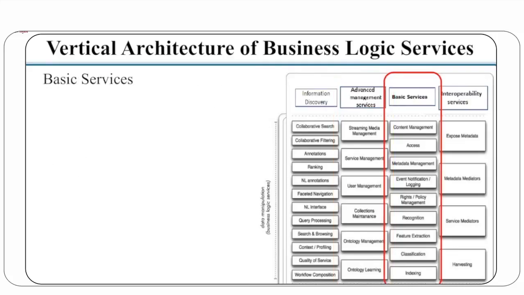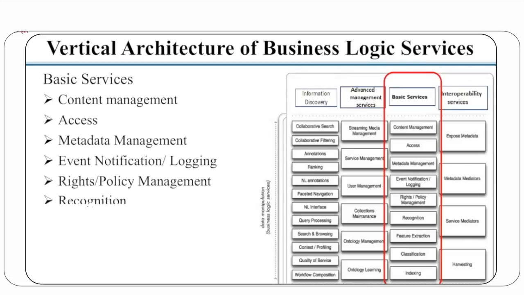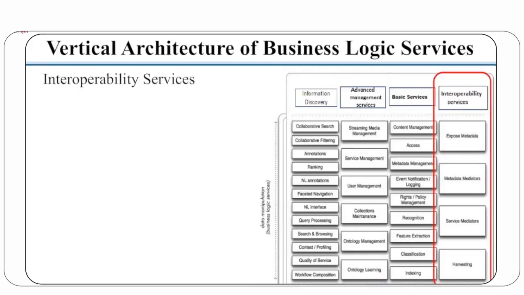Basic services support core operations of the semantic digital library, such as content and metadata management, ensuring access and policy management, among others. A set of basic services support librarians in the classification process by indexing, feature extraction, and recognition operations. Interoperability services are farthest from the end user but close to the external services.